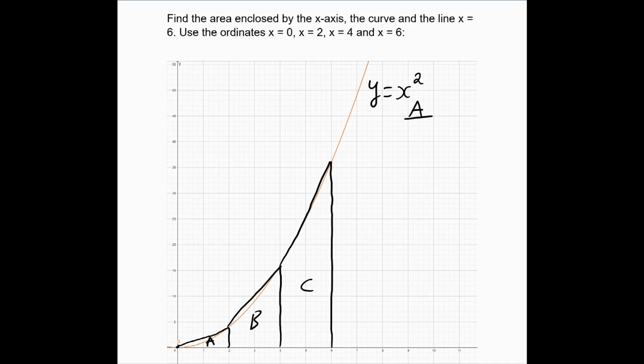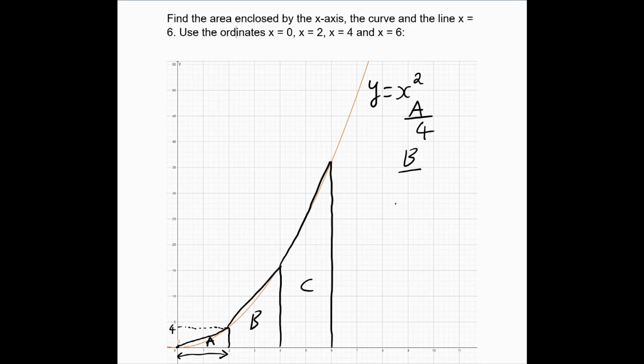Shape A is a triangle, a right angle triangle. The base of shape A is 2 units, 0 to 2. The height is going to be 4 because when x equals 2 on the curve, y is equal to 2 squared, which is 4. So obviously this is not drawn to scale. To find the area, I need to use half base times height. So I do half times 2 times 4, which is going to be 4. So the area of A is 4 square units.